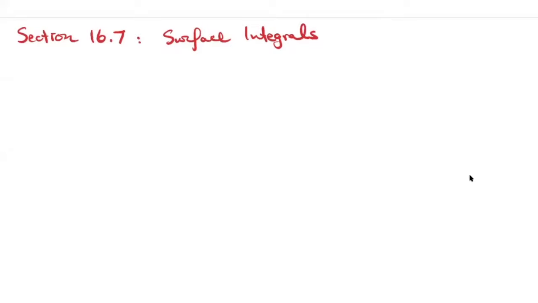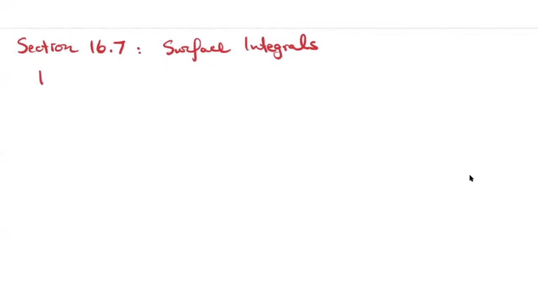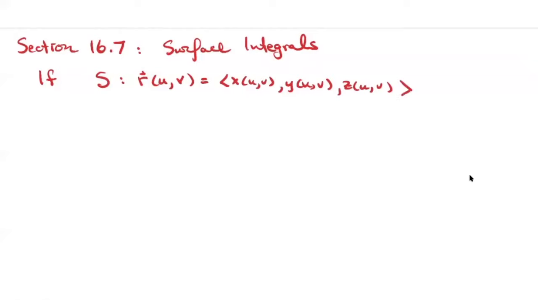So just as a reminder, if S is a surface parameterized by r of u, v, with these vector components x of u, v, y of u, v, and z of u, v. And I can give limits on u and v if I like. So I can say a less than or equal to u less than or equal to b, c less than or equal to v less than or equal to d.